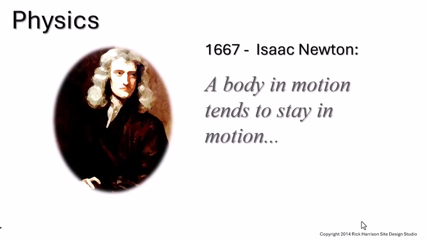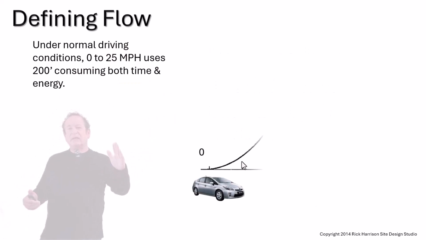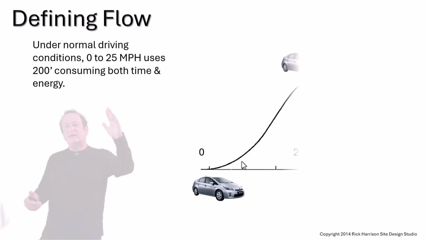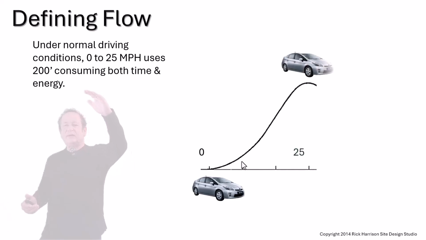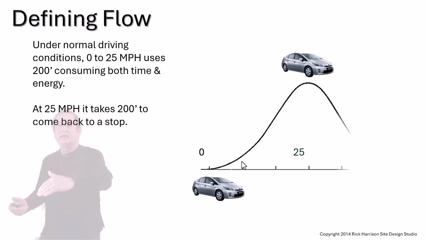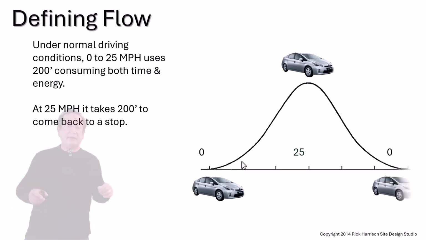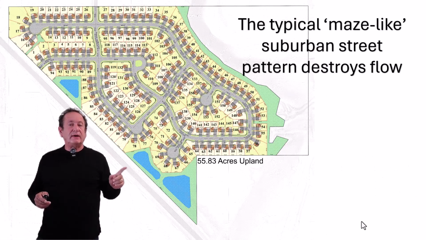A body in motion tends to stay in motion. And when you look at residential speed, whether it be 25 or 30 miles an hour, it takes about this amount of time to get to that 25 mile an hour speed, and then it's going to take about this amount of time to come to a stop. That's about 400 feet. We call that a flow cycle. The more flow cycles, the more time and energy it's going to take for you to get home.